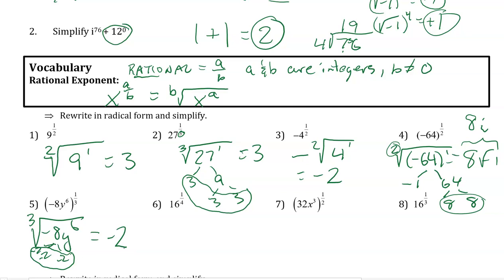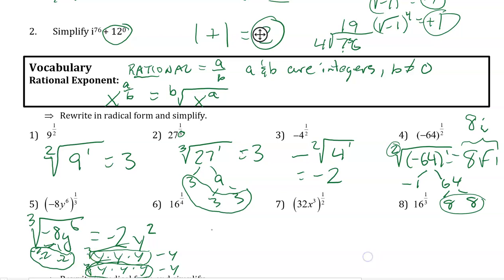Y to the 6th is really y times y times y times y times y times y. So we can pull them out in groups of 3. Or we could just divide the exponent by 3 and see if we have any remainders. Any remainders would stay inside the radical symbol. However, here we have, oops, I said radical symbol and I wrote one. Here we have negative 2 times y squared. 2 groups, that's y, that's y. So cube root of y cubed, cube root of y cubed, each one of those becomes a y.